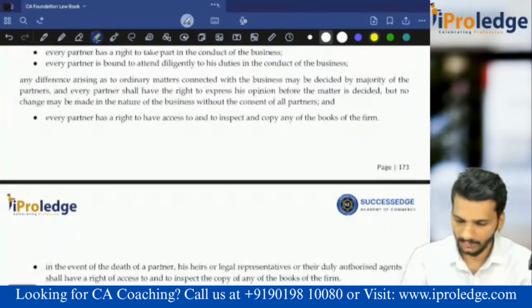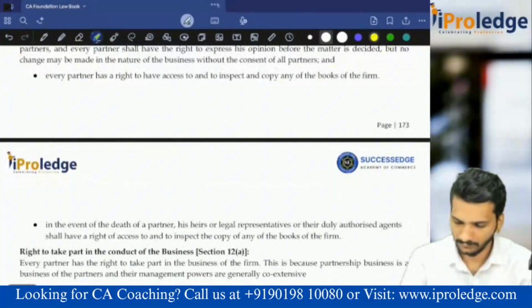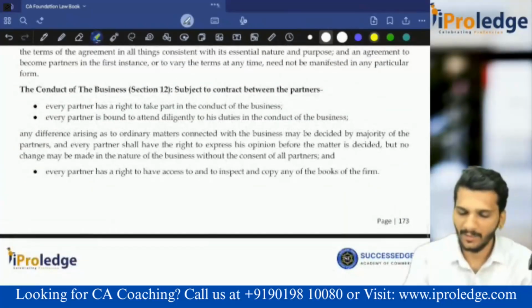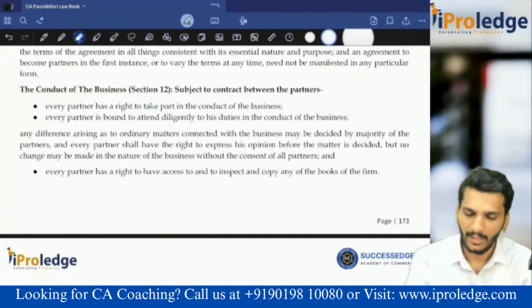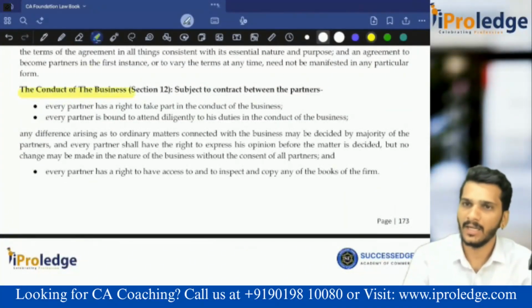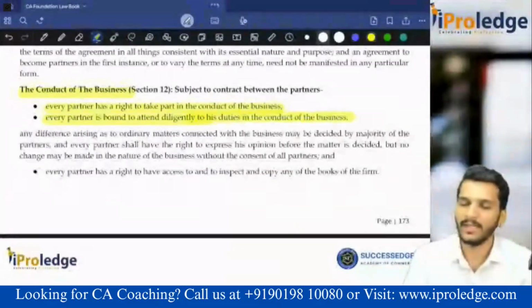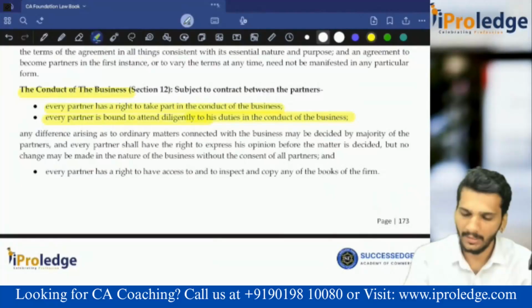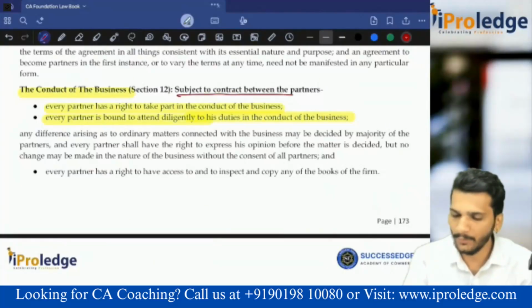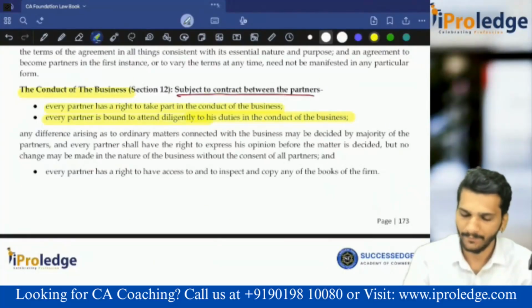Then there are some rules on conduct of business. What is this conduct of business? Unless there is an agreement or contract between the partners, every partner has the right to take part in the conduct of business, and every partner is bound to attend diligently to his duties in the conduct of the business. If there is an agreement, respective duties go to respective partners. If there is no agreement, then it is up to them. Subject to the contract between the partners, they are given initially.